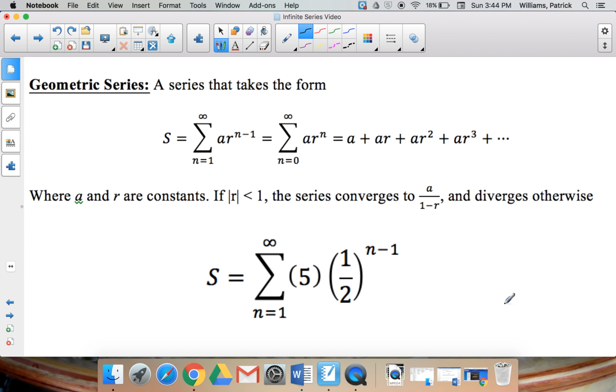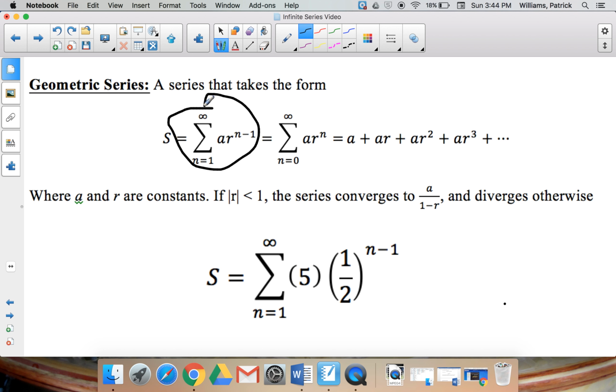Let's look at this series here, okay? Again, pause the video, try to determine, is this a geometric series? And if it is, does it converge or diverge? If it converges, what does it converge to? Pause the video. Okay, so if you look at this one, again, we're given a series that meets this first form right here.